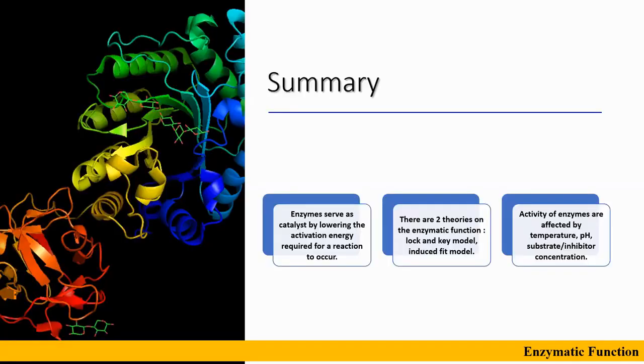The takeaway for this lecture is that enzymes serve as catalysts by lowering the activation energy in order to speed up the chemical reaction. The two main models underlying enzymatic function are the lock and key model and the induced fit model. It is important to note that enzyme activity can be affected by pH, temperature, and the presence of inhibitors.